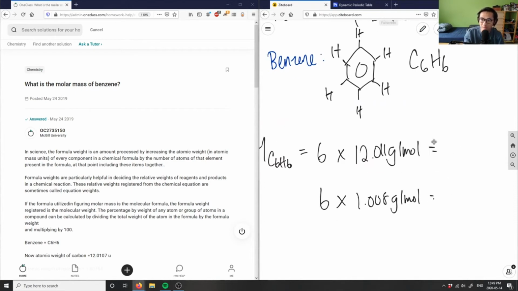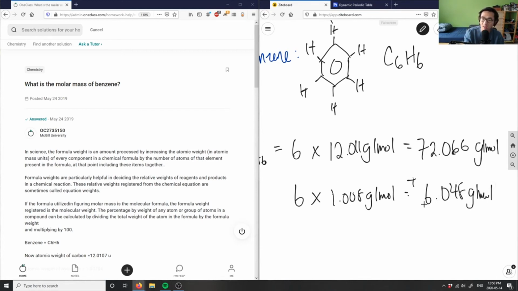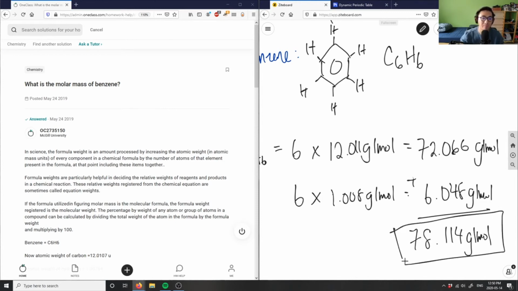I'm going to do that math on the calculator. So I have 6 times 12.011, which is 72.066 grams per mole. Plus 6 times 1.008, which is 6.048 grams per mole. I can add both of these numbers up to get the total molar mass of this benzene, which is 78.114 grams per mole. And this here is the molar mass of my benzene.